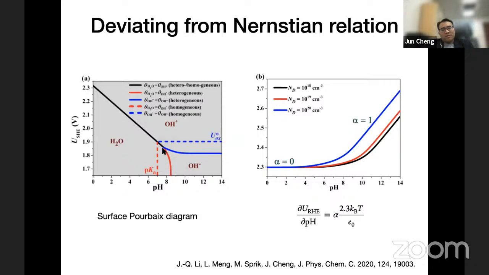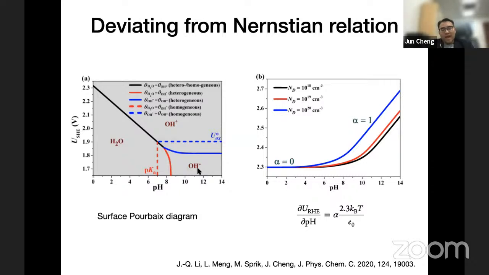The reason for shrinking: we can see these lines shift to, for example, more alkaline condition, and also the potential goes a bit lower. The reason is that in the alkaline condition, when we form an OH minus, we will charge the interface. Once we charge the interface, we will start to build up the double layer, from both the space charge layer and also the electric double layer in the electrolyte solution.